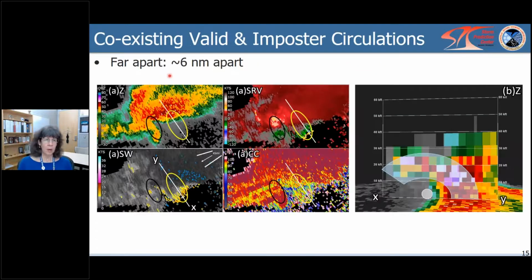Well, the way we're going to help with that is to show you first some examples of coexisting valid and imposter circulations. The first example has them about 6 nautical miles apart. And as Evan showed or discussed very well, you've got to be looking in the right location where the appendage is, the hook. And here's our valid circulation. It's pretty broad, but it's there. Whereas we've got this funky looking thing that's out in the inflow region, and we've got high spectrum width associated with it. And sure enough, our cross-section increases our confidence that this is indeed elevation sidelobe contamination.